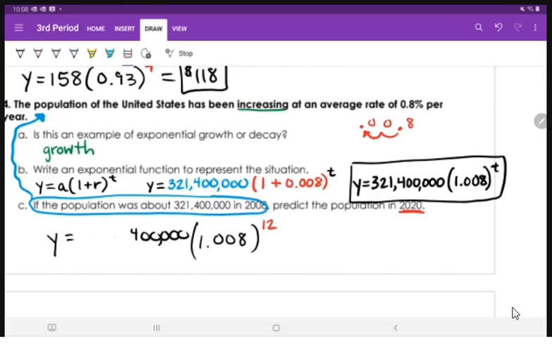This is like the sloppiest problem ever. So we're going to plug 12 in on our calculator. 321,400,000. A lot of zeros here. Make sure you count everything out right. When I plug it into my calculator, I end up with 353,648,000 and 856-ish. I rounded.